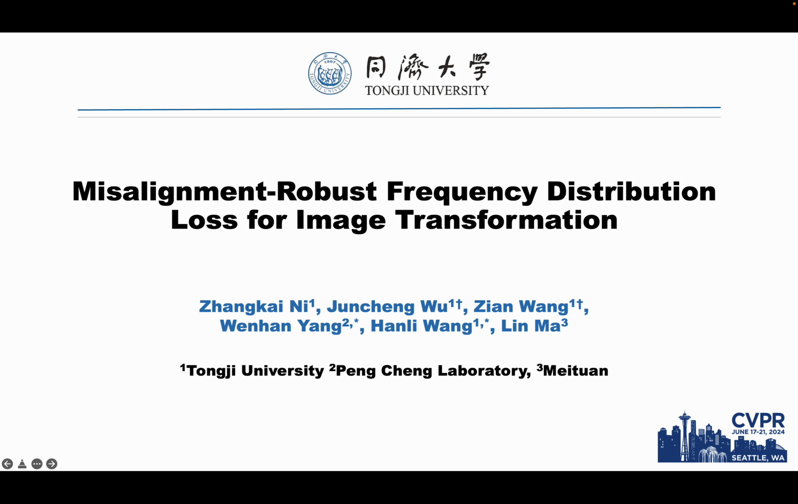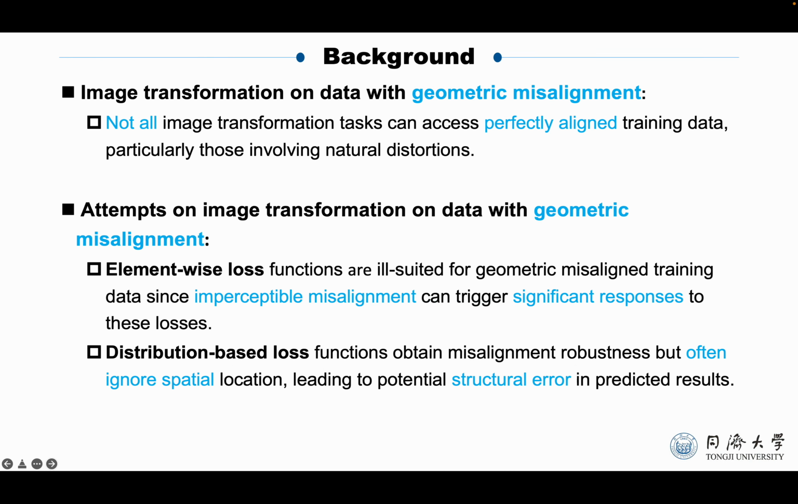Okay, my name is Jun Chen, and I will present our work about misalignment-robust frequency distribution loss for image transformation. To begin, I would like to first explain the tasks that our work focuses on.